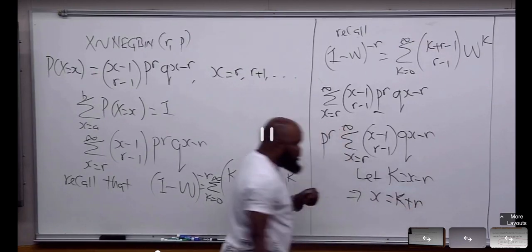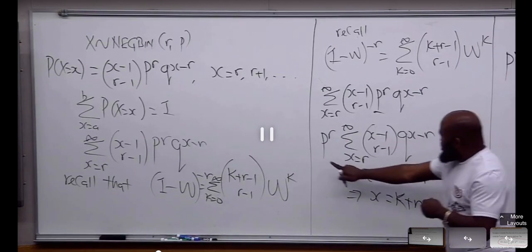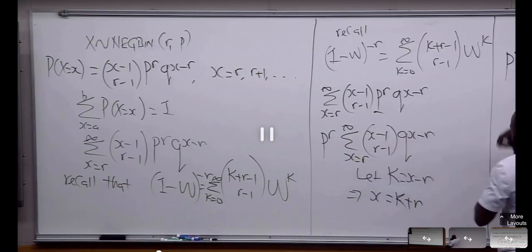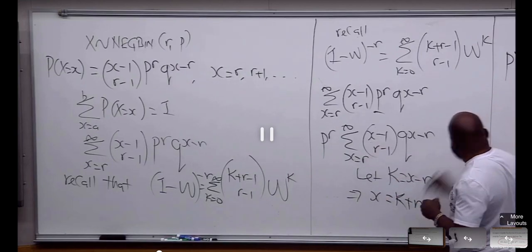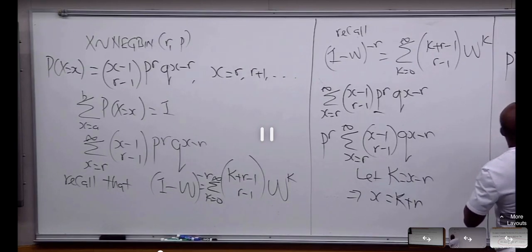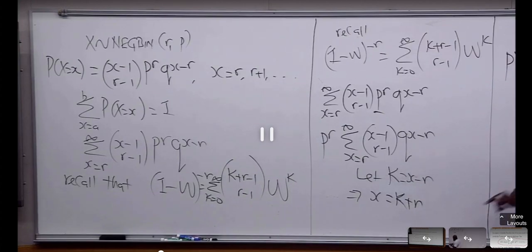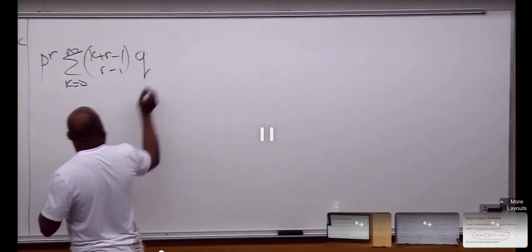So if I want to write that, I'm going to have p raised to power r, then the summation of (k plus r minus 1 choose r minus 1), where k starts from 0 to infinity. When you take a look at this, that will be q raised to power what? What is s minus r? It is k, right? Take a look at that.